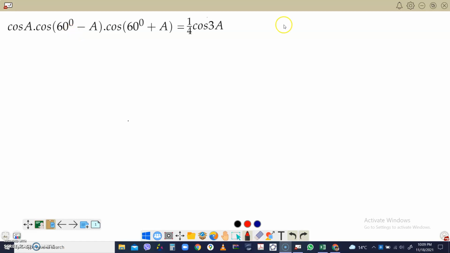Dear students, in today's topic, we are going to prove the given trigonometric identity: cos A cos(60° − A) cos(60° + A) equals 1/4 cos 3A. In order to prove this trigonometric identity, we are going to use the transformation formula 2 cos A cos B equals cos(A − B) plus cos(A + B).